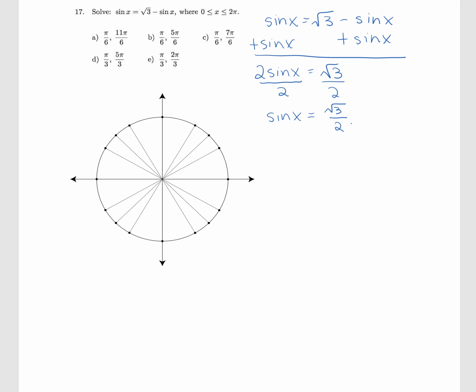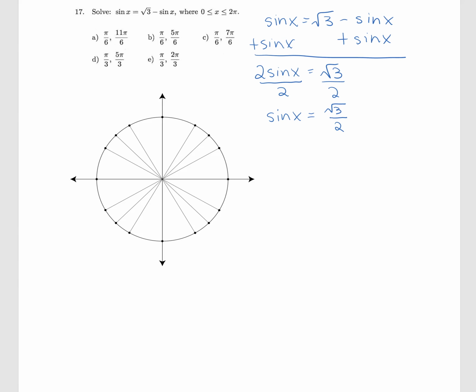And that should look familiar to you from the unit circle because it's one of the nice values for sine x. And we have our unit circle here that's blank. And if we remember, on the unit circle, any point has the coordinates cos x, sine x, where x is the angle formed when you connect that point to the center of the circle.